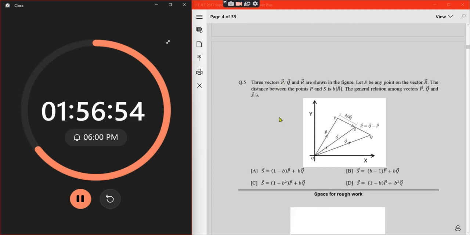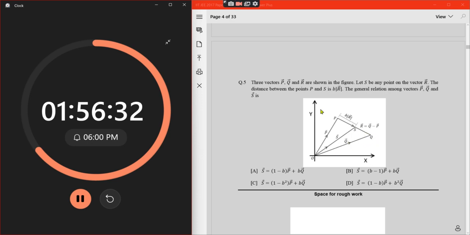Fifth is: 3 vectors P vector, Q vector, R vector are shown in the figure. S is any point on the R vector. The distance between the point P and S is p mod R vector. The general relation among vectors P, Q and S is. Okay, S is any point on the R vector. Which R vector? I can't see anything.